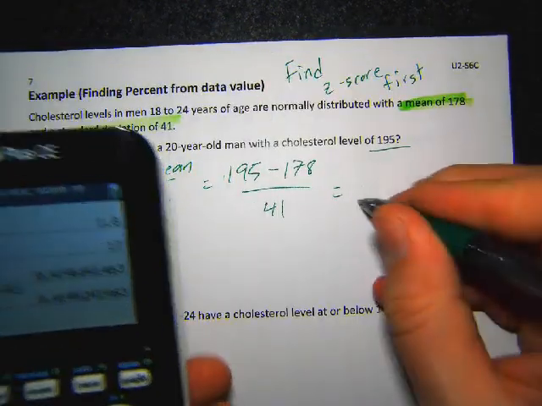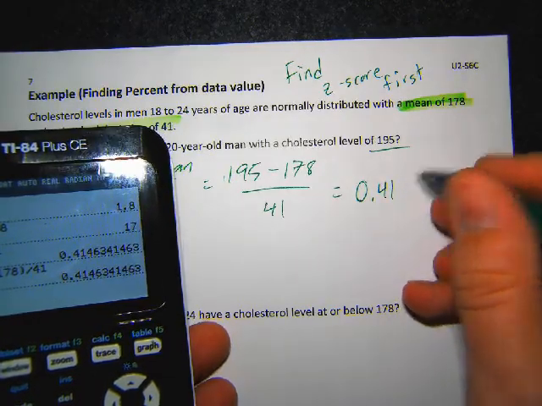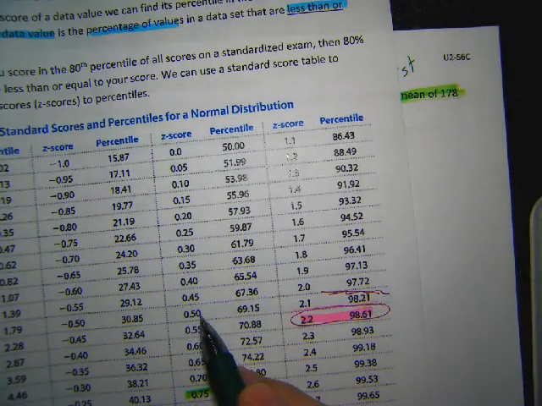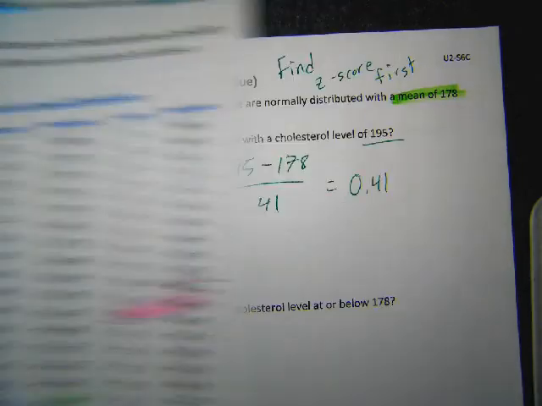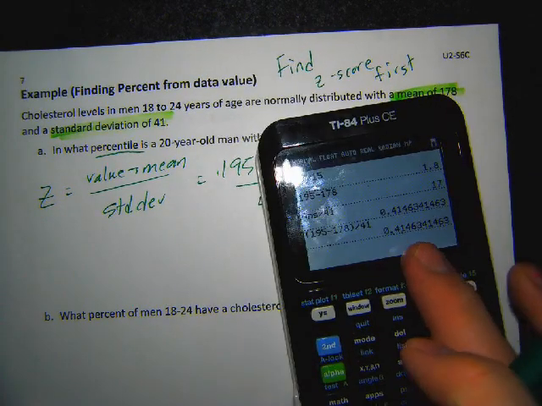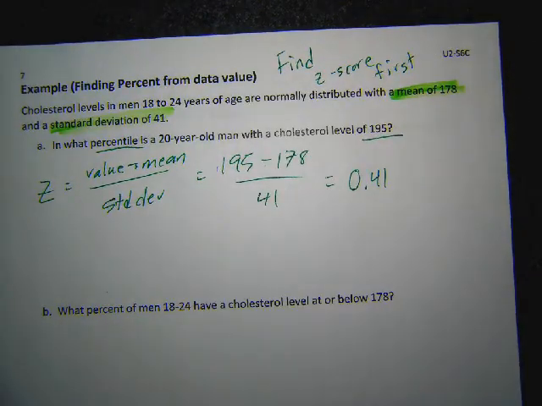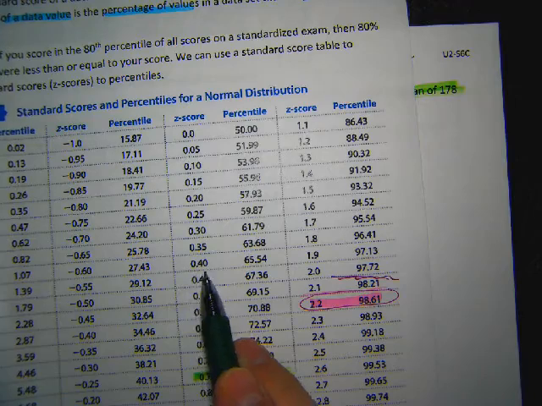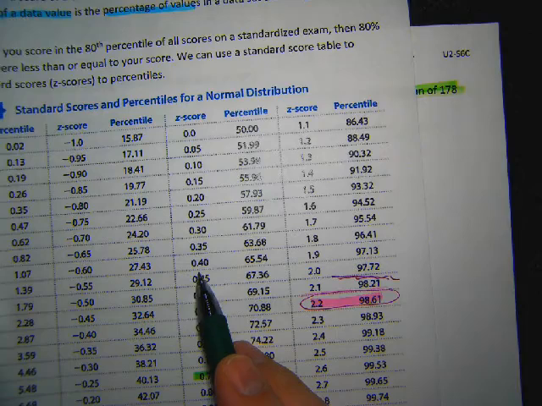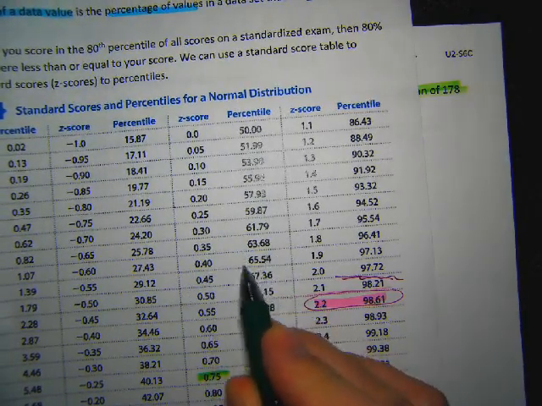Okay, so I get 0.41. I'm not going to go much further than that because on my chart it's mostly just two decimals or maybe one decimal. The 4 is not enough to make it round up, so I'll do 0.41. Even 0.41 is actually not on my chart, right? So 0.40 and 0.45. But I'll go with the closest one, in this case 0.40, and see that the percentile is 65.54.